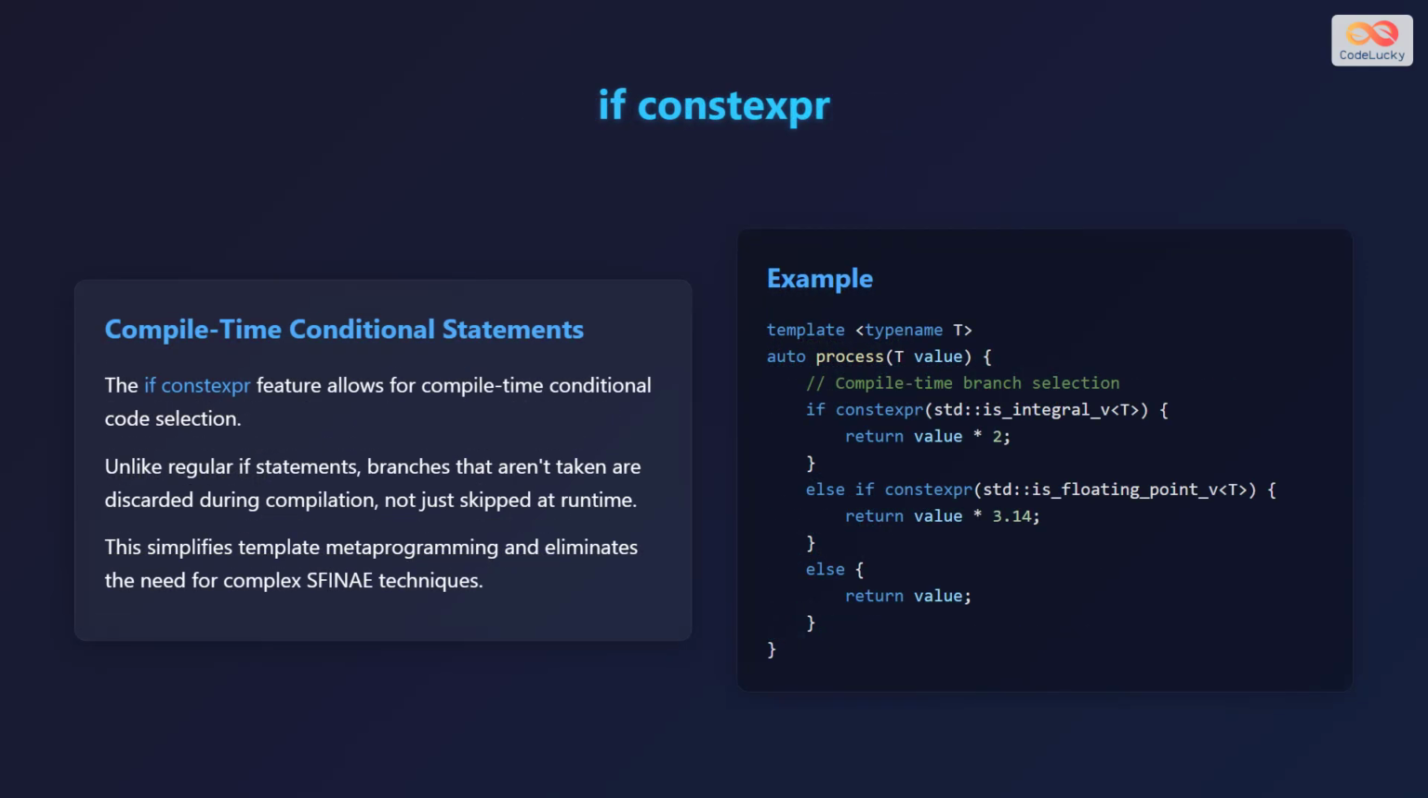Let's explore compile time conditional statements. The if constexpr feature allows for compile time conditional code selection. Unlike regular if statements, branches that are not taken are discarded during compilation, not just skipped at runtime. This simplifies template metaprogramming and eliminates the need for complex SFINAE techniques. The example shows how you can use if constexpr to choose different code paths based on whether a template type is integral or floating point, all at compile time.